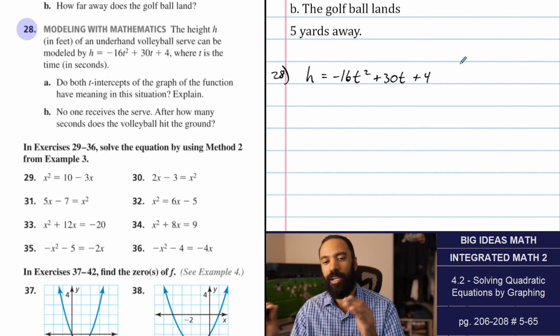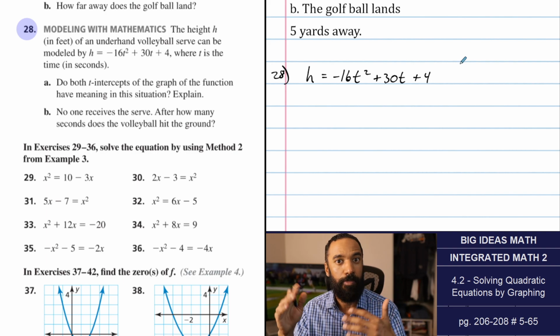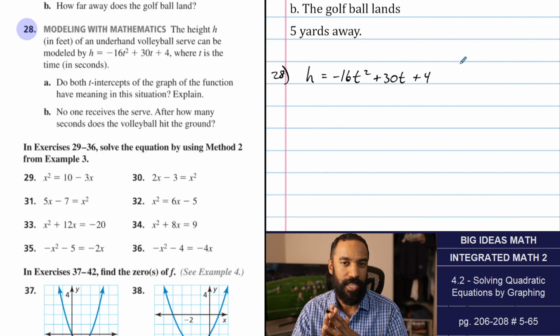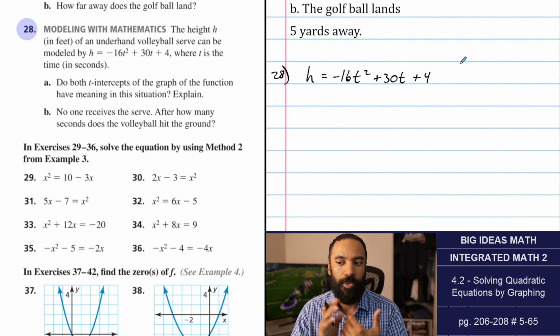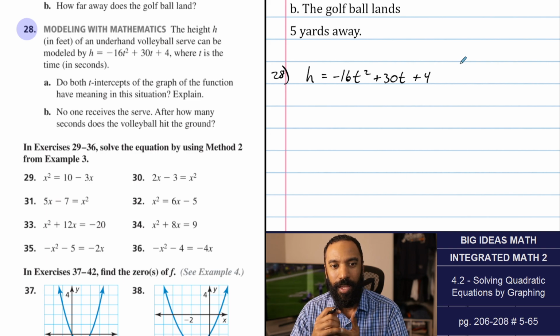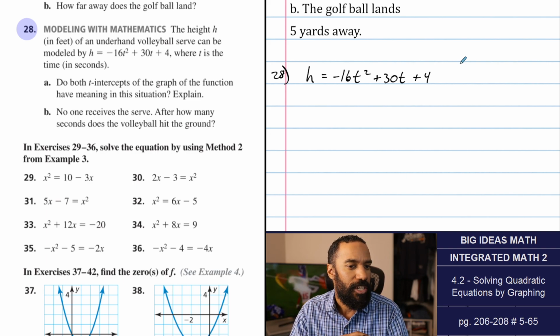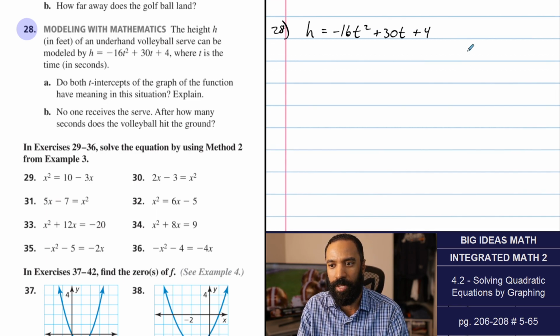You're going to get a lot of questions involving, I was going to say balls, just involving sports things, because gravity's going to take effect, and we know that things can go up in the air and come back down. They do a lot of things with that, so just get used to a lot of sports related things. Or jumping, or whatever. The height h of an underhand volleyball serve can be modeled by this. Do both t-intercepts of the graph of the function have meaning in the situation? Explain. Okay, this is a good thing to talk about here.